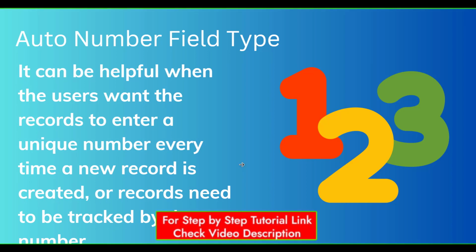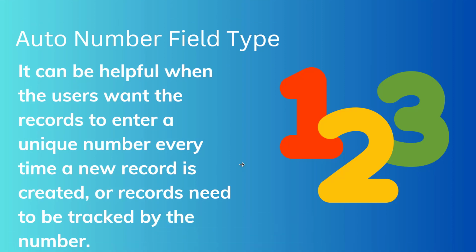Auto number field type in Salesforce is a system-generated sequence number that is used to show the format you define. After using it, the auto number is automatically incremented for every new record. It can be helpful when the user wants records to have a unique number every time a new record is created, or when records need to be tracked by number.